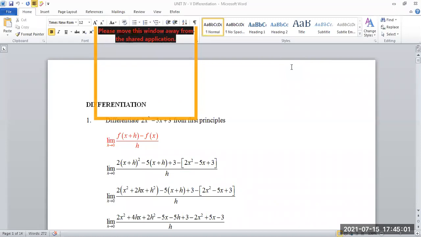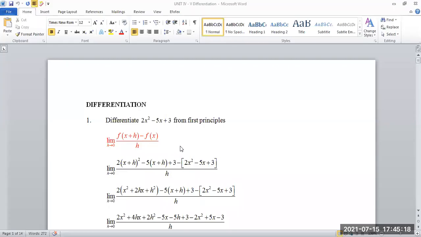Sir, listen. Are you hearing me? The limit. Let me make this bigger. The limit as h approaches 0. All right. So here goes my question. My question says to differentiate 2x squared minus 5x plus 3.